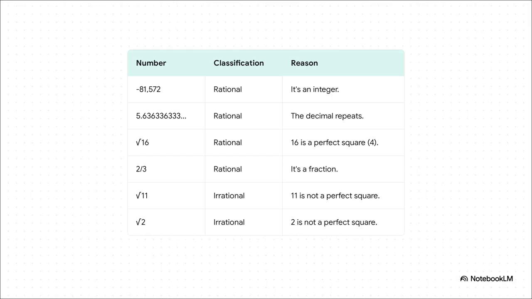So, how'd you do? Let's break it down. That big integer? Rational. The decimal with the repeating pattern? Rational. The fraction? Definitely rational. And the square root of 16? Well, 16 is a perfect square, 4 times 4, so that's rational too. Which leaves our two culprits, the square root of 11 and the square root of 2. Because neither 11 nor 2 are perfect squares, their square roots are irrational. Case closed on those two.